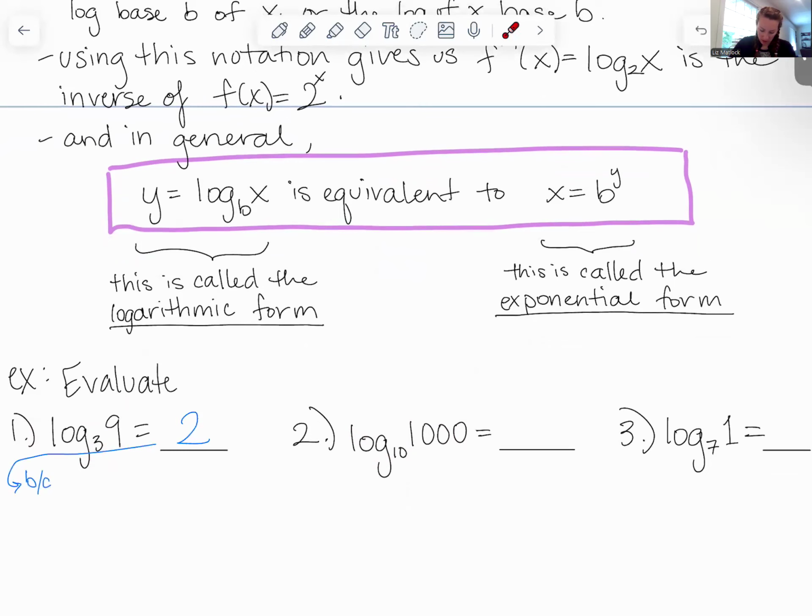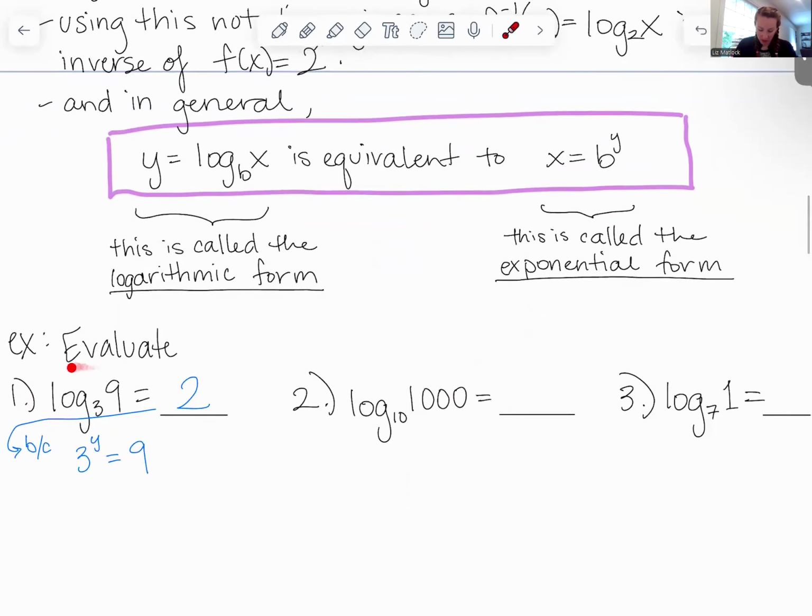So what we're going to do, well, this is 2, and here's why. Because I can rewrite this in exponential form. If I just said that this was equal to y, then I would rewrite this as 3 raised to the y, because the base is 3, raised to the y is equal to 9. And I'm trying to find out what y would be that solves this equation, really. So y would equal 2, and we did this in some previous videos where we would solve an equation like this.